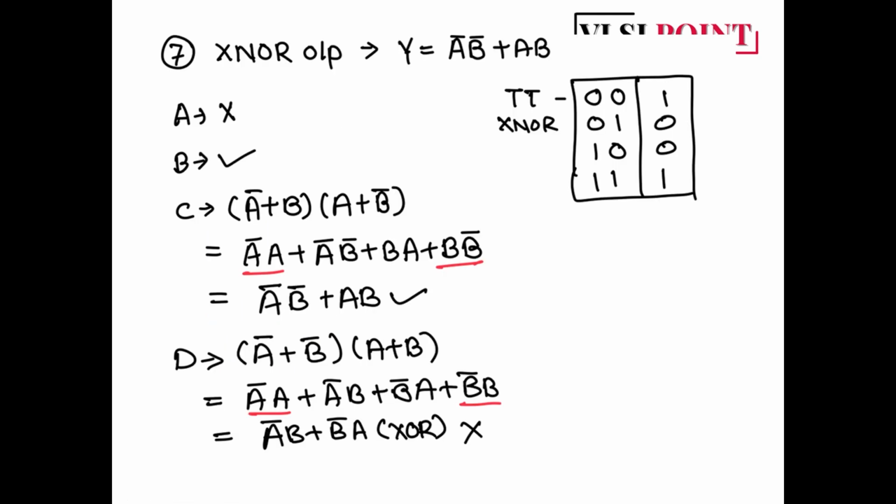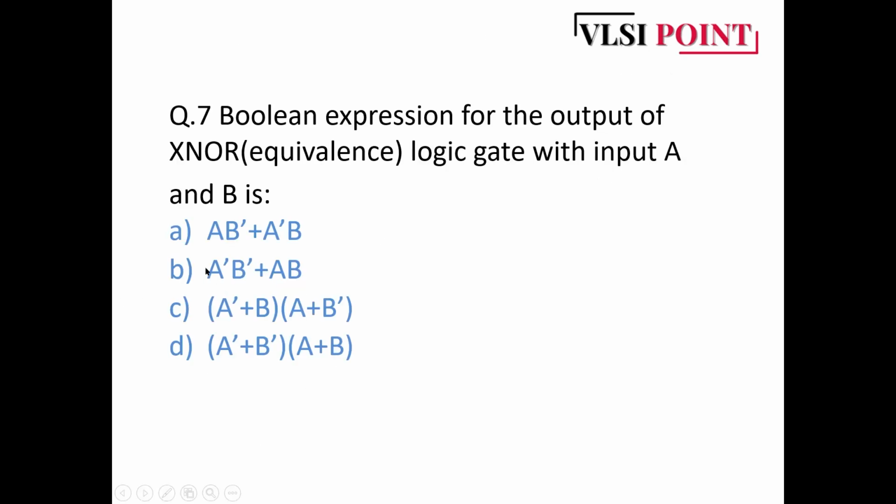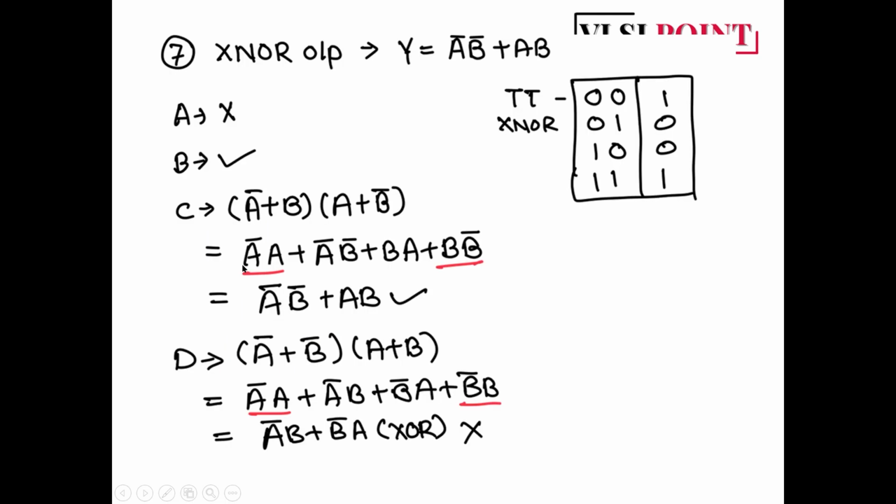We will see B: A bar B bar plus AB. This is the XNOR function, we know. So B is a correct option, but again we have to simplify C and D to check whether those are correct options or not. So C is (A bar plus B)(A plus B bar). We multiply the first bracket with the second, and we will get this particular term. In this, A bar A, if you see, 1 into 0 or 0 into 1 is nothing but 0. So A bar A and B bar B will get cancelled. So option C is nothing but A bar B bar plus AB. This is nothing but our option for the XNOR. This is the correct option.